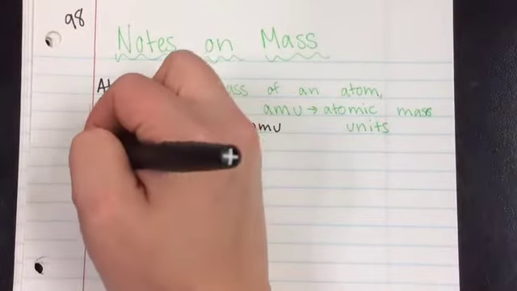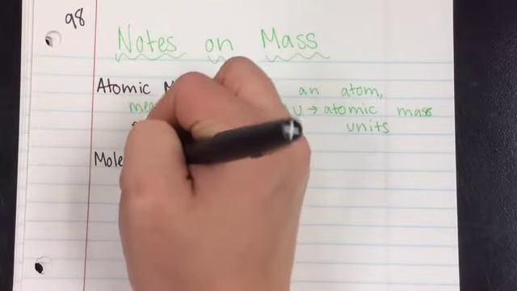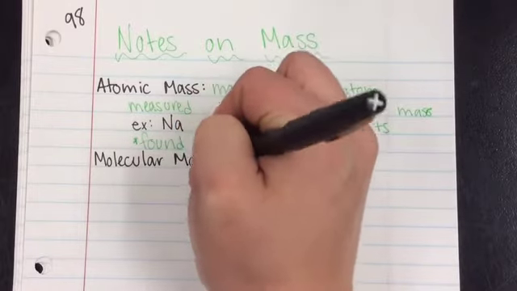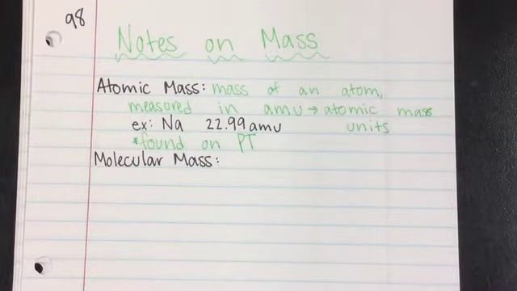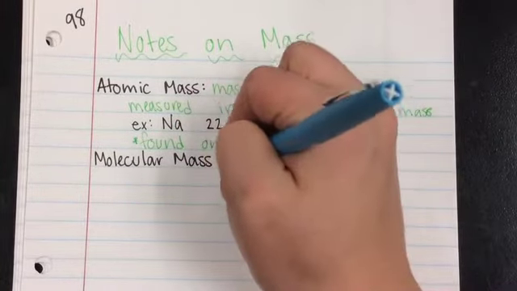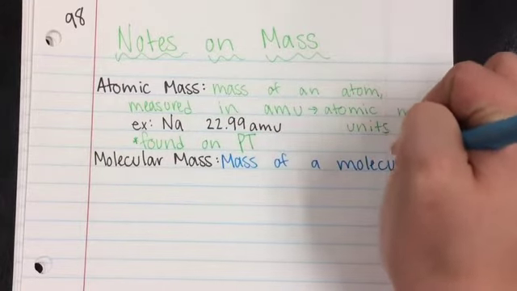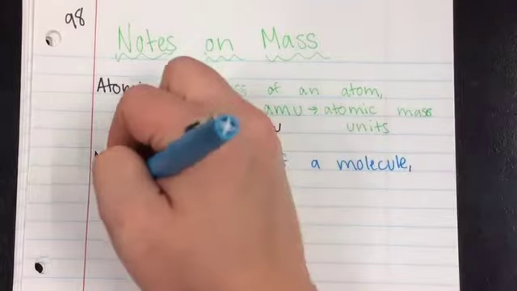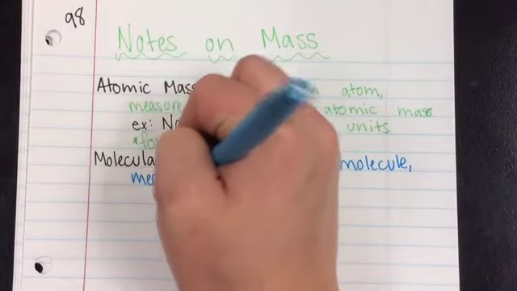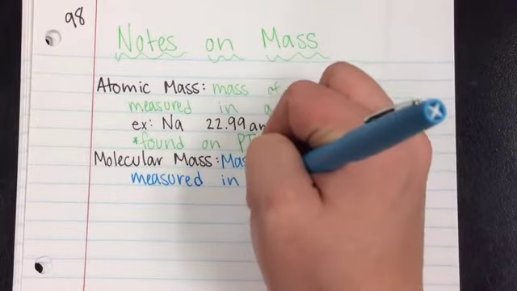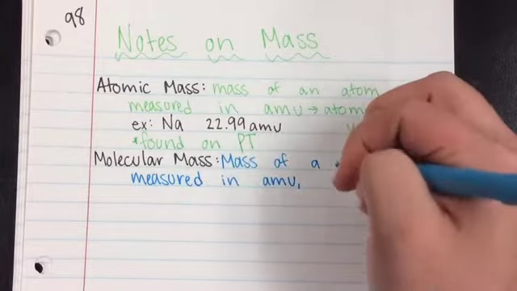The next type of mass we're going to learn about is molecular mass. We learned last unit that molecules are sets of atoms bonded together. They can be bonded ionically or covalently. When we're talking about molecular mass, this is the mass of a molecule. This is measured in AMUs again, so it's really, really small because one molecule is a pretty small amount.